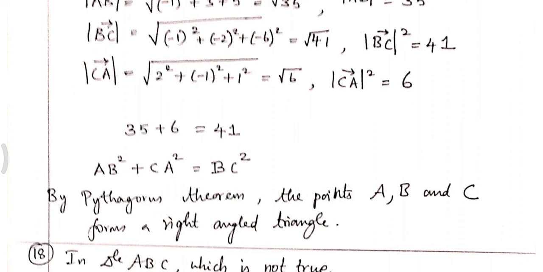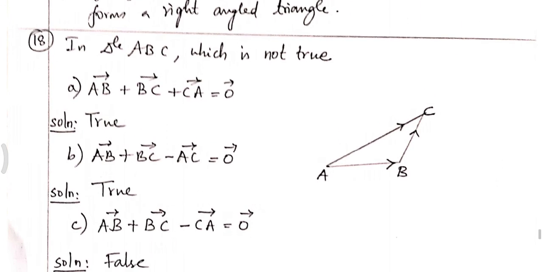So BC must be the hypotenuse, right? BC is the hypotenuse, so CA should be a right angle. So by Pythagoras theorem, the points ABC form a right angle triangle. We have proved it. Now 18th question.